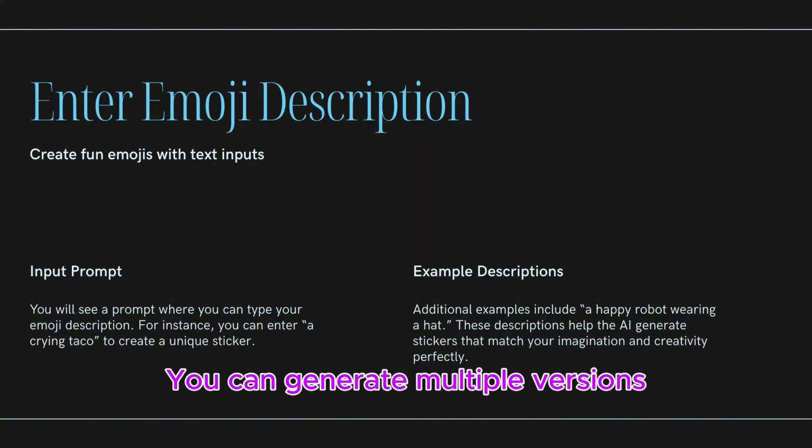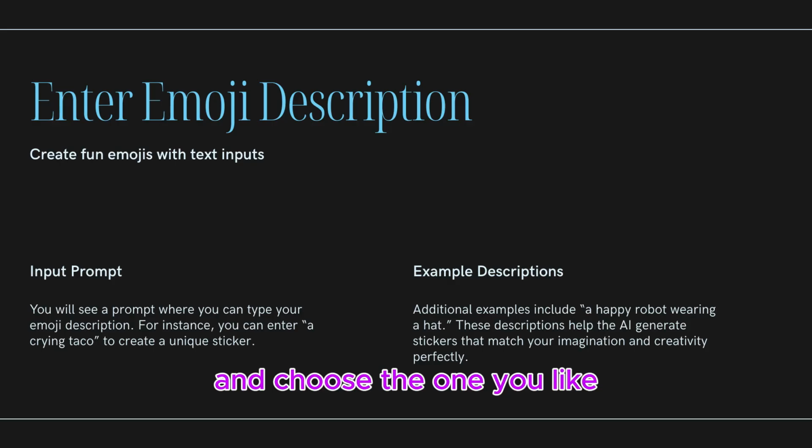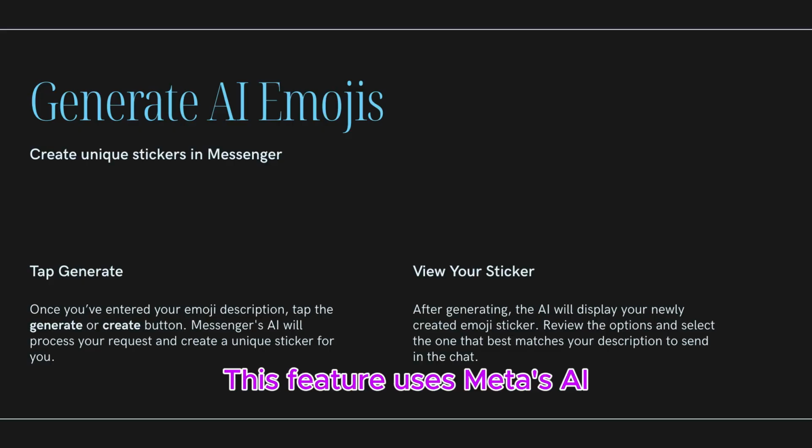You can generate multiple versions and choose the one you like. Tap on the generated sticker to send it in the chat. This feature uses Meta's AI technology and may not be available in all regions or on all accounts.